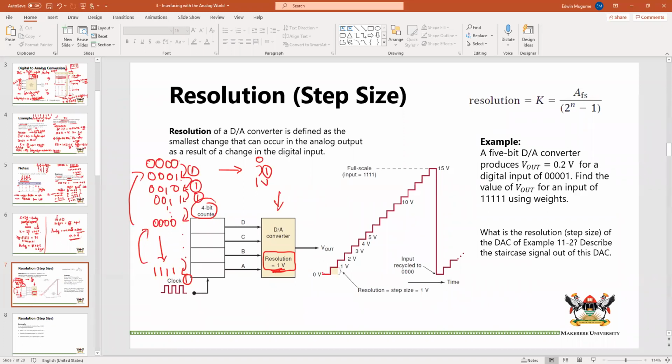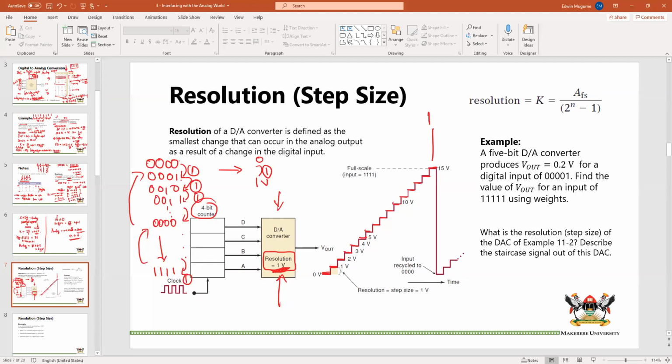Now this causes a stair function, or a so-called staircase function. We are going to start at 0, and the next count will take us to 1 volt. The change will be 1 volt, which is really the resolution. And then the next count will take us to 2 volts, 3 volts, 4 volts. We can see that every time we get a change of 1 on the input, we get a change of 1 volt on the output. And that is the resolution. We are going to change all the way through the staircase function until we reach 15.